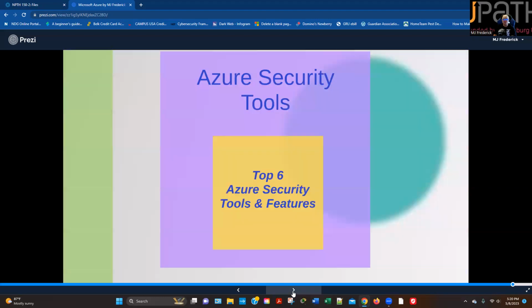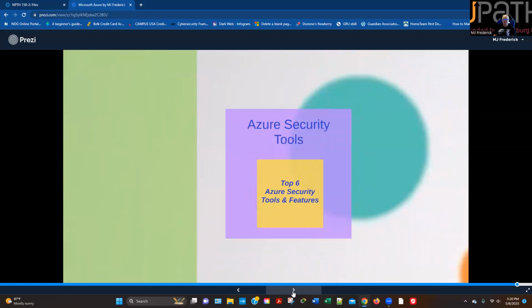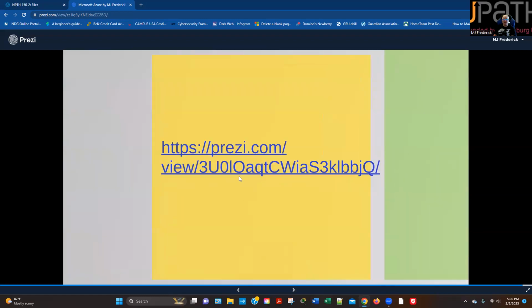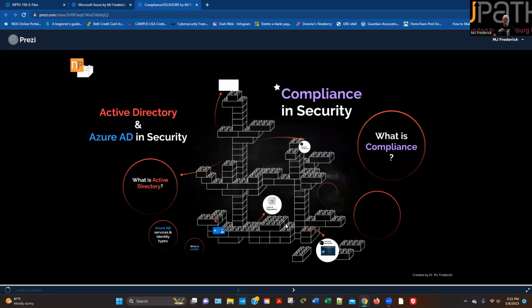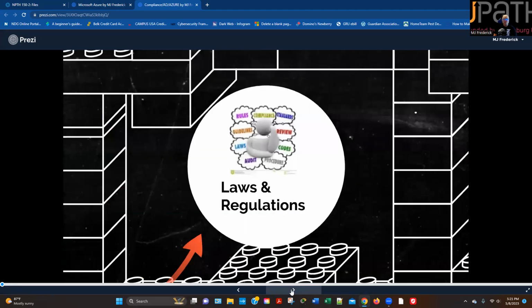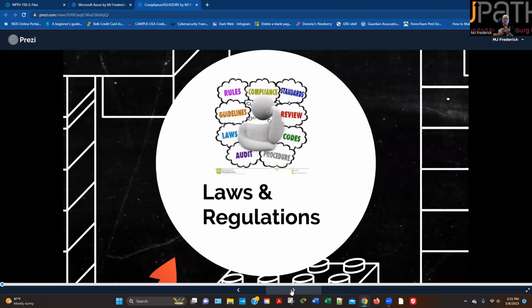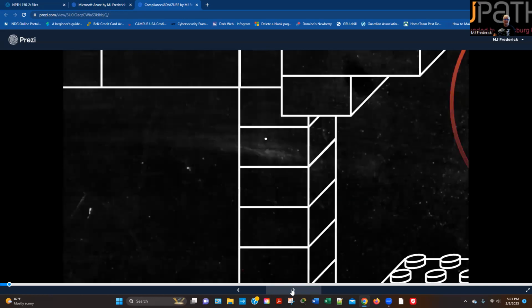So those are the 6 tools that we would use from Azure. Now, getting into compliance. I have a presentation there, and I will have probably some videos in here that you will need to go back and look at if you choose to. These are things I use for my classes in general, for my security classes. So let's get into a little bit about compliance. Laws and regulations, there are many. They stand for rules, standards, reviews, codes, procedures, audits, guidelines, and it all leads to being compliant and showing that you are being compliant if you get audited.